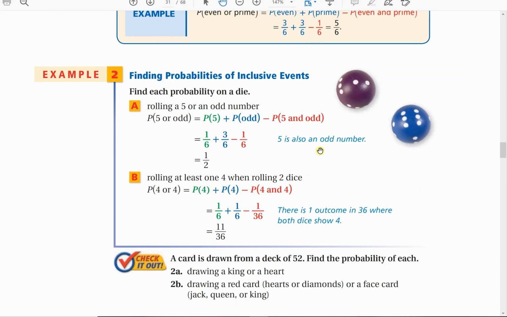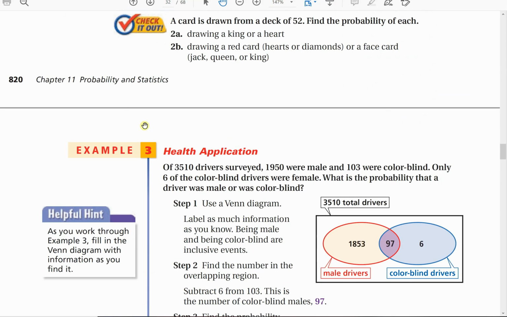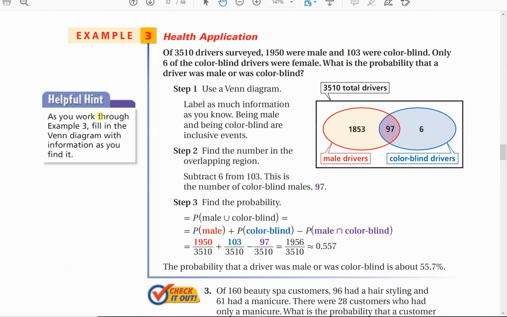So that's basically it. If we go back here, there are other examples other than gambling and playing cards. If we look at example number 3 here, there were 3,510 drivers surveyed, 1,950 were male, 103 were colorblind. Only 6 of the colorblind drivers were female. What is the probability that a driver was male or was colorblind? All right, so there is some overlap here because only 6 females were colorblind.